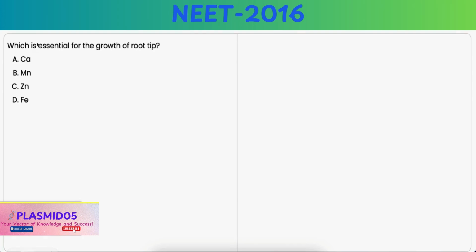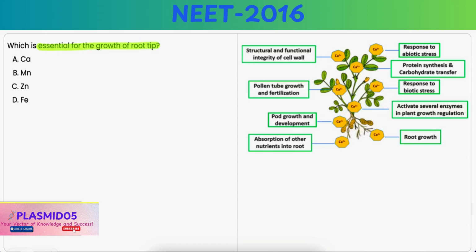In this question, you have to identify the element which is essential for the growth of the root tip. Option A, calcium. Calcium is essential for the growth of the root tip because it is a key component of the cell wall and it is involved in cell division and elongation. Besides, it also stabilizes cell membranes and plays an important role in signal transduction, which is also very important for the development of new root tissues. Hence, it is the correct option.